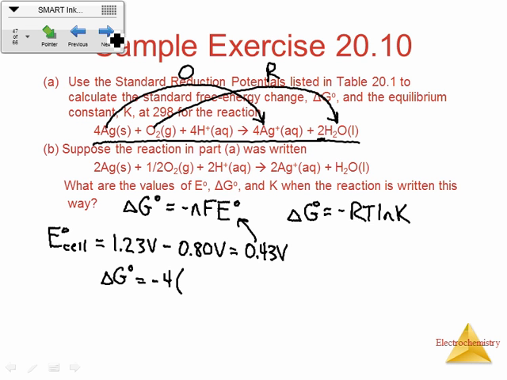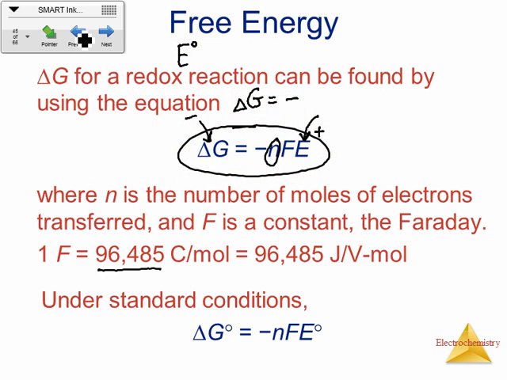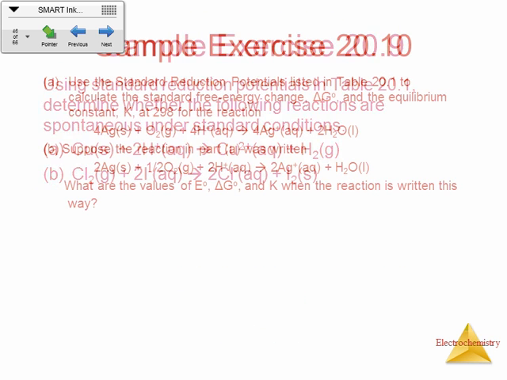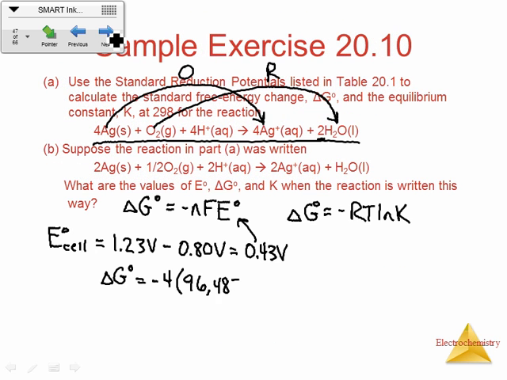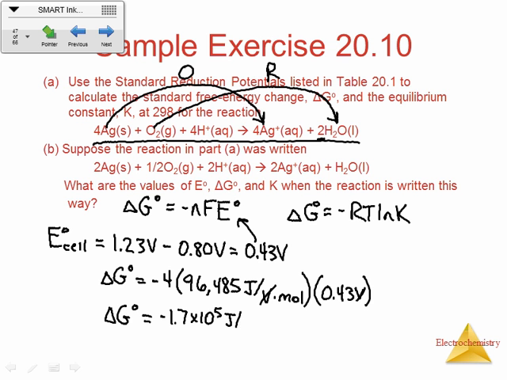Then we've got Faraday's constant here, which, if you go back 2 slides, is 96,485. And remember I said we were going to pay attention to the units here. This is in joules per volt times mole. Sorry. Then we've got our E0 that we just figured out, which is 0.43 volts. Notice what happens there. The voltage cancels out, and you're going to end up with units of joules per mole. So your delta G0 is going to end up being negative 1.7 times 10 to the fifth joules per mole.